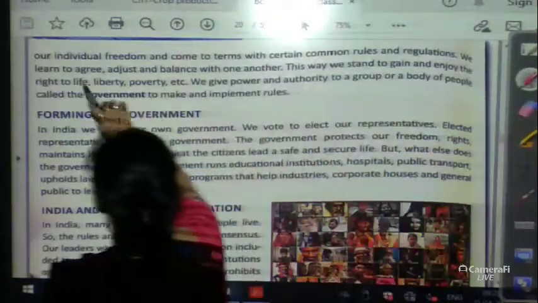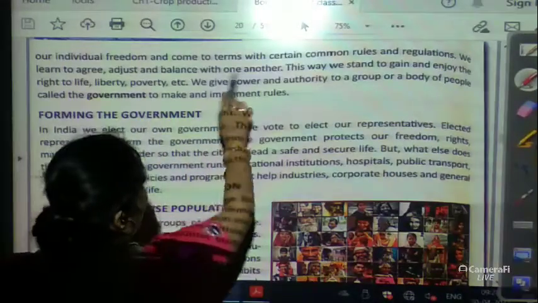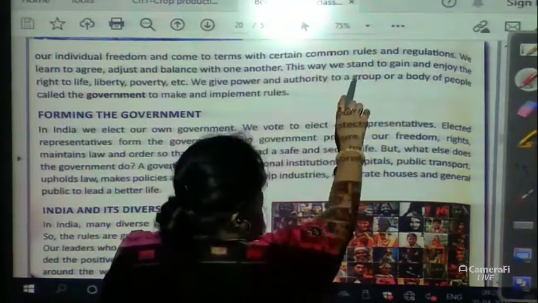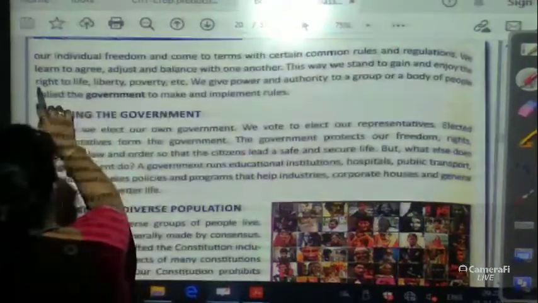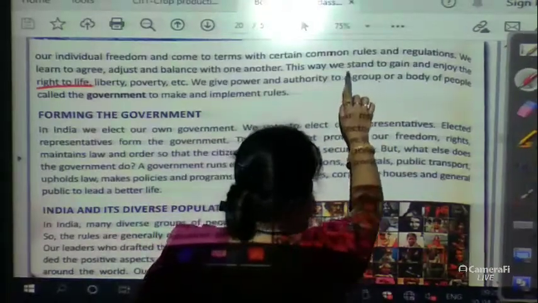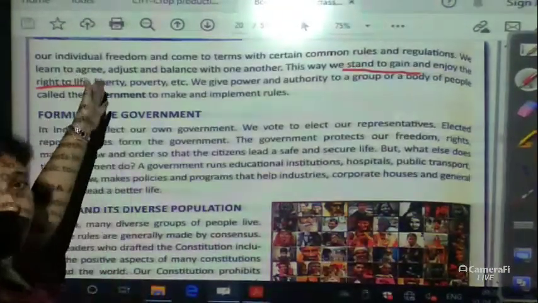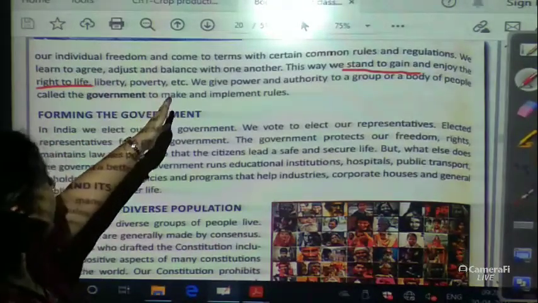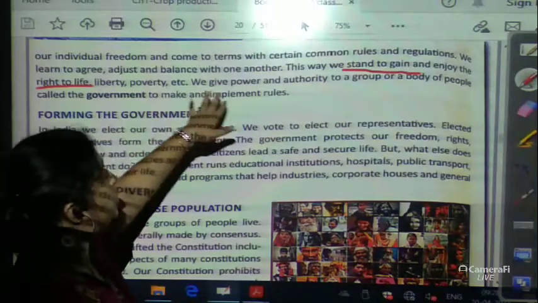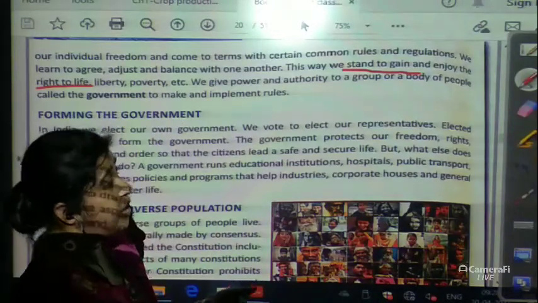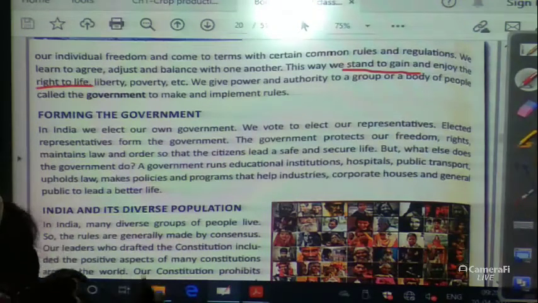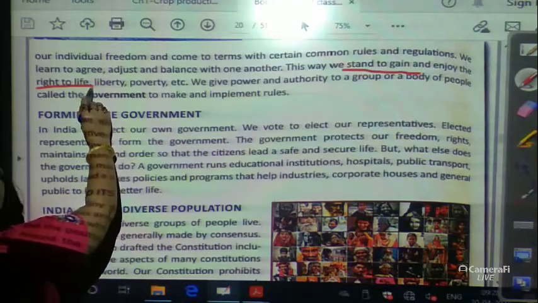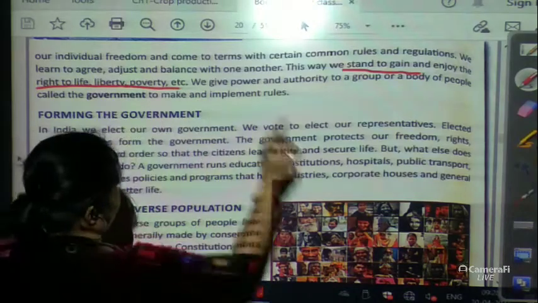So we learn to agree, adjust and balance with one another. This way we stand to gain and enjoy the right to life. When we agree with another person, adjust with another person, and balance with one another, then we enjoy our life properly. We enjoy our right to life, liberty and property, etc.